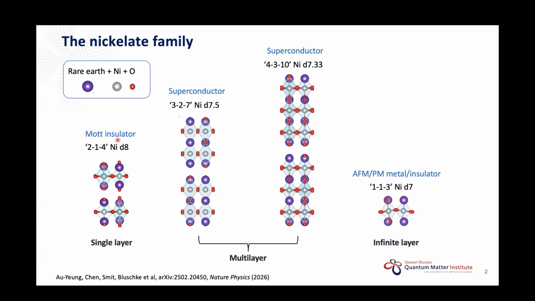The valence of nickel decreases as you stack more layers of this octahedron together, and it's 7.5. You can also stack them all the way together, and then you get the infinite-layer 113. So when we increase the number of layers, we decrease the valence, but at both ends, from d8 to d7, it has a tendency to be an insulator. While in the middle, which we term the multi-layer nickelates, they are superconductors under pressure.